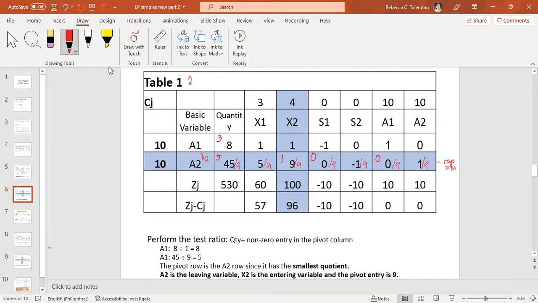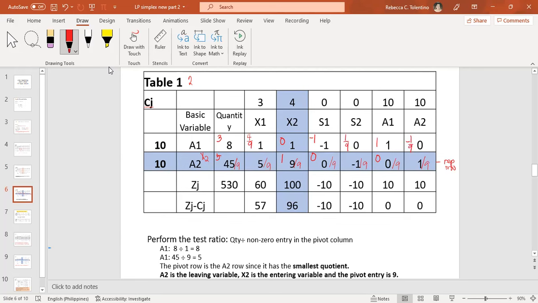This is 1 minus 5 over 9. So the new entry here will be 4 over 9. So that's 1 minus 1. The entry here will be 0. Negative 1 minus 0 is negative 1 pa rin. So as is, negative 1. 0 minus negative 1 over 9 will be positive 1 over 9. 1 minus 0 is 1. And 0 minus 1 over 9 is negative 1 over 9.